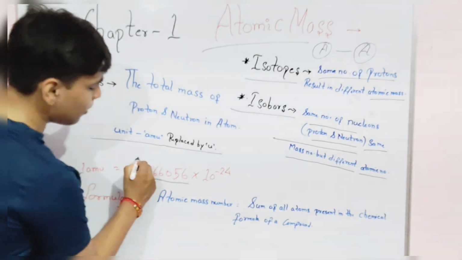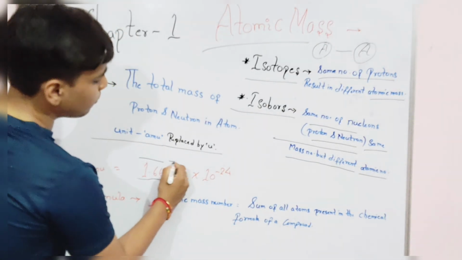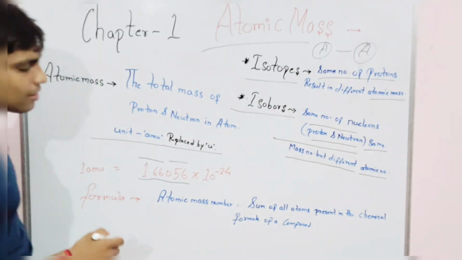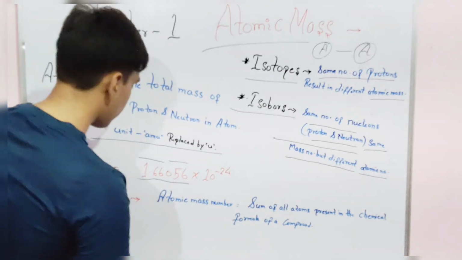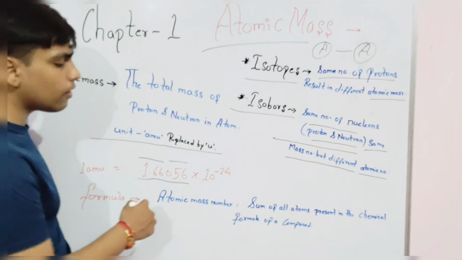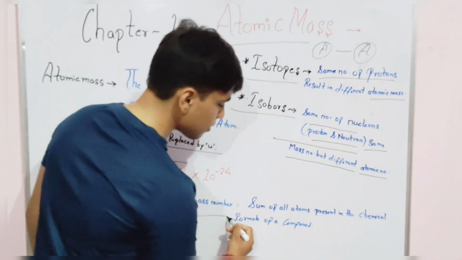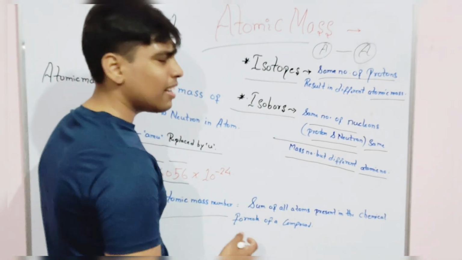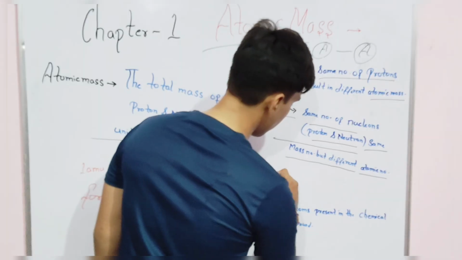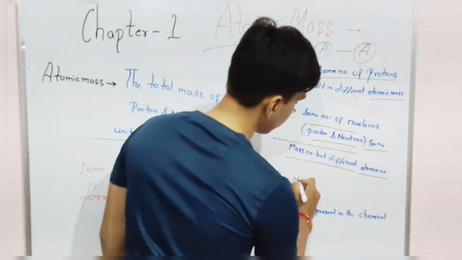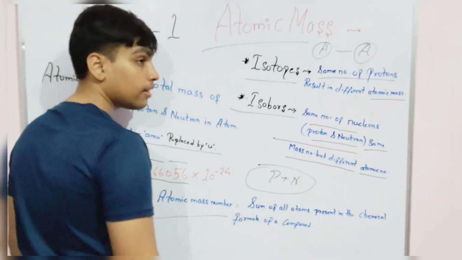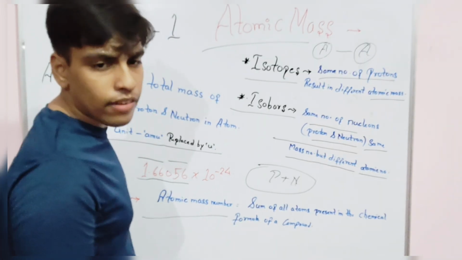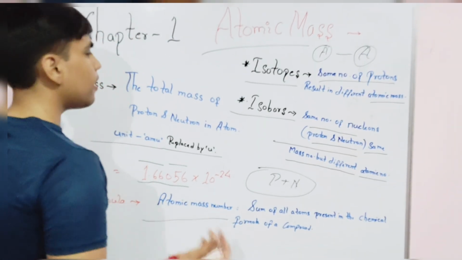1.66056. We can take it to 2 decimals or we can leave it at 3 decimals. So 1.66 into 10 to the power of minus 24 grams. In simple words, the formula is atomic mass number. So it is very easy. Here we have protons plus neutrons. It is our formula. We don't have to do anything further than that. Now we can move to average atomic mass and other things.